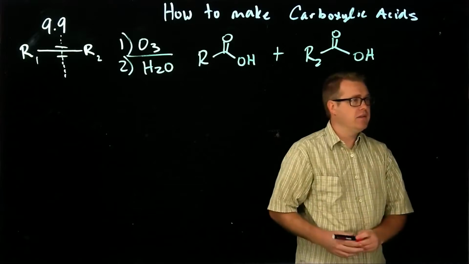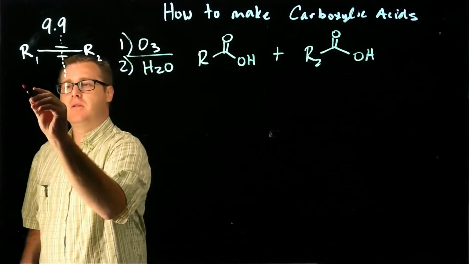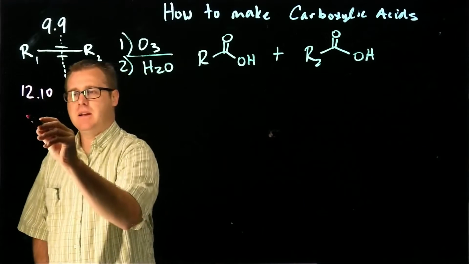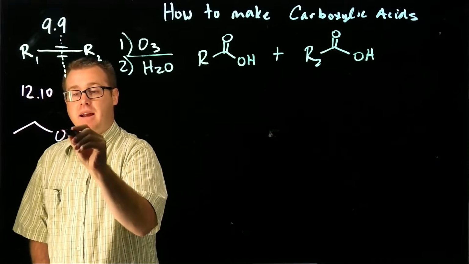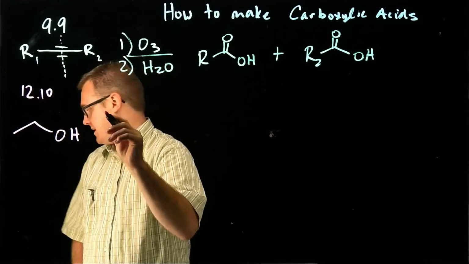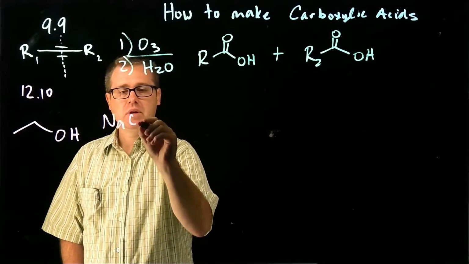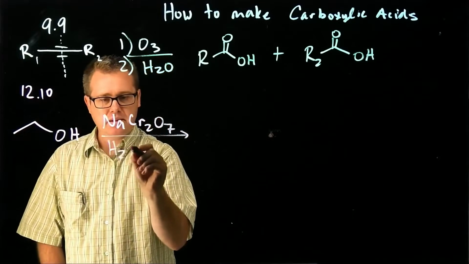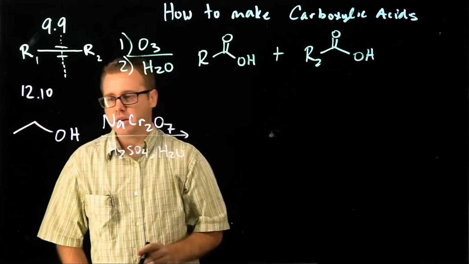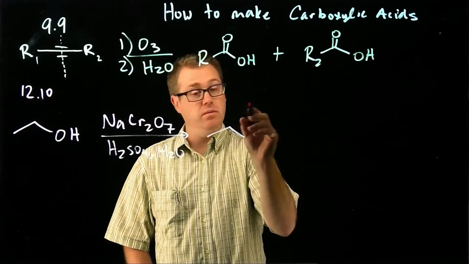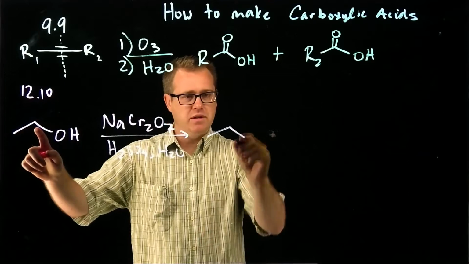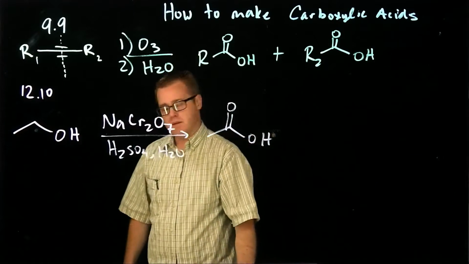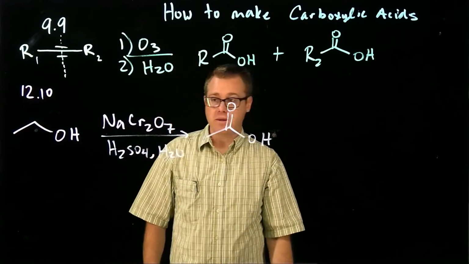We also have from chapter 12, 12.10 to be exact, based off of the textbook. If you take a primary alcohol and you treat it with chromic acid, and then we have to add some acid, sulfuric acid, and some water, we will generate our, whoa. So there's 2 carbons, so that would have to be like that. Give us our carboxylic acid.